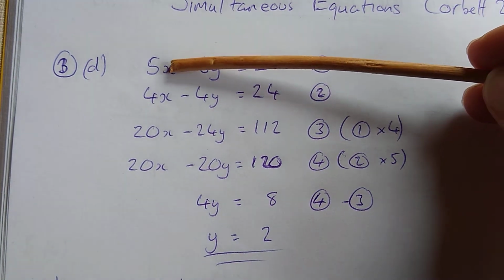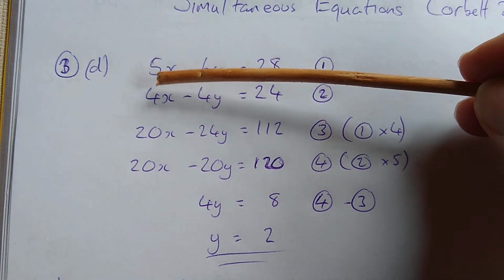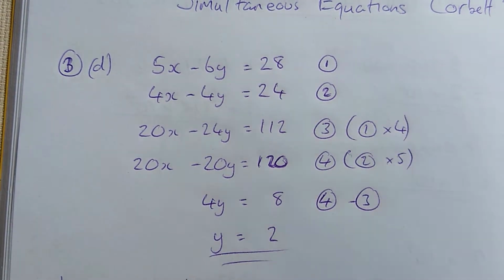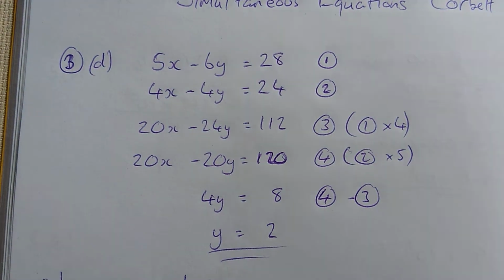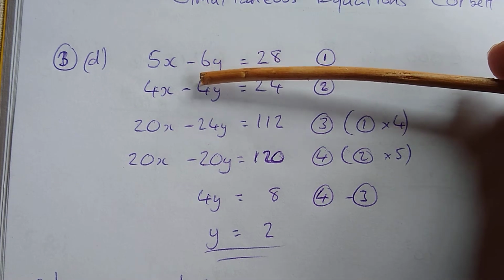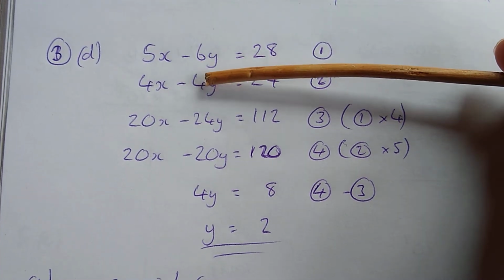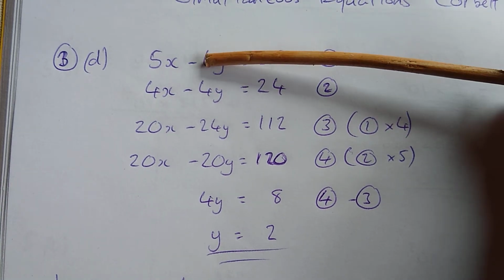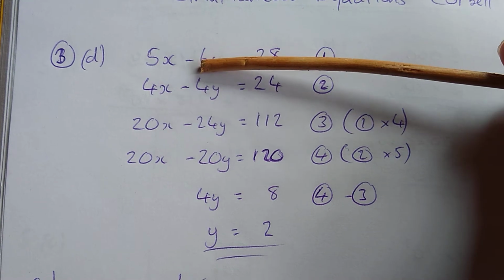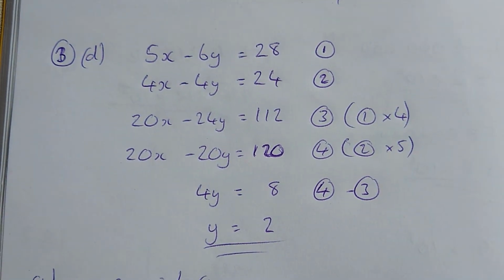So at the moment, if I add 5x and 4x, I'll get 9x. If I subtract them, 5x minus 4x is 1x. So I don't eliminate the x terms if I do that. Let's have a look at the y terms. Minus 6 plus minus 4 is minus 10y, so that wouldn't eliminate the y terms. And if I subtract them, minus 6 subtract minus 4y is minus 6 plus 4y, which is minus 2y. So that also does not eliminate them.